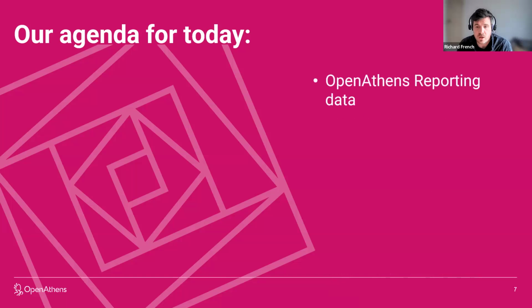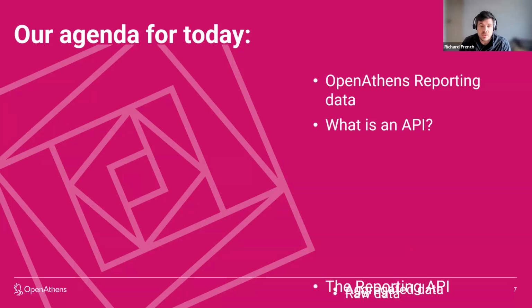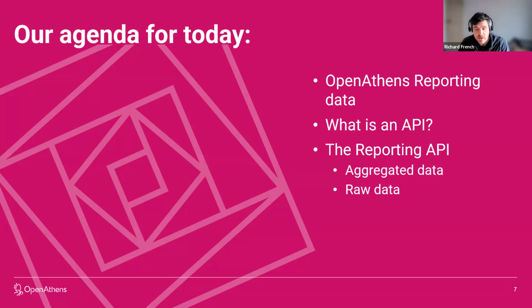Here's what we'll cover. First, a quick look at the reporting data you already have access to. Then we demystify what an API actually is in plain English. We'll dive into the OpenAthens Reporting API, what it does, how it works, and the kinds of data you can extract. And as part of that, we'll share some real-world examples from customers who are already using it.